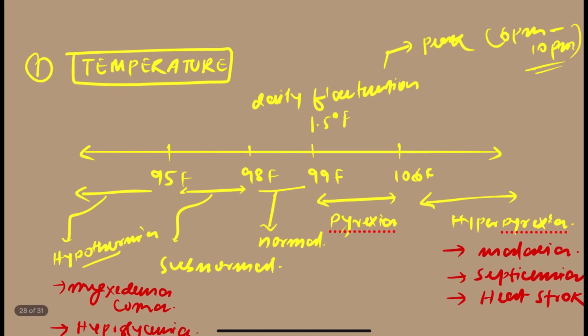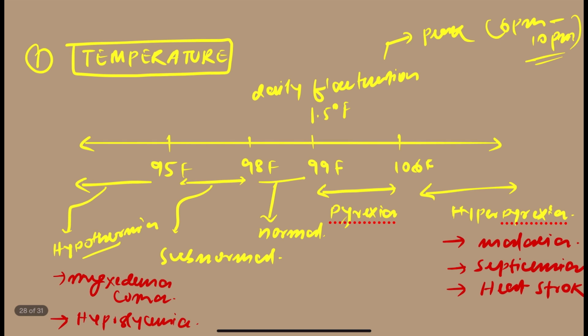Now coming to the next question, that is the variation of temperature in the body. If the temperature is more than 99 but less than 106 degrees Fahrenheit, if it stays in between, then it will be called pyrexia.